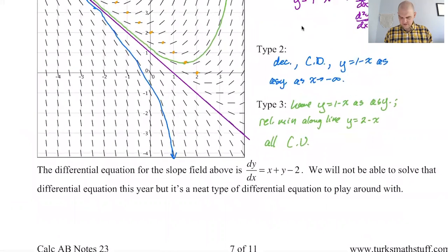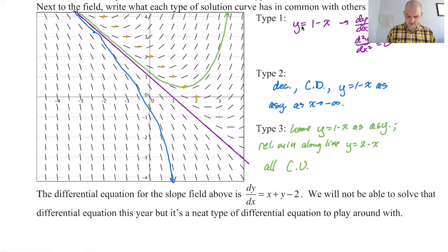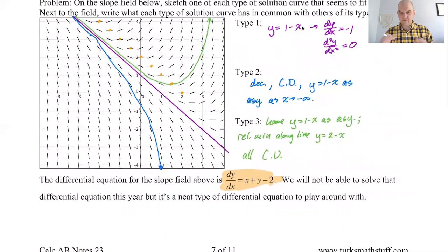So the differential equation is actually given to us. This is our differential equation. It's actually x plus y minus 2. This year you won't learn how to solve this. Next year, if you're in my Calc CD class, you will. If you're in Calc BC, you also will not learn how to solve this. This is not an AP thing that you would have to solve, but you do need to know how to work with it, come up with a slope field, and identify characteristics of the slope field.